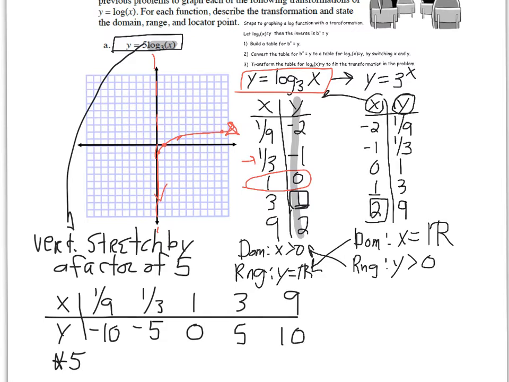And now I'm going to graph this, starting with my locator point, and then I have 3, 5, so 3 over, and now 5 up, and then 9 over, and 10 up. Going the other direction, x is 1/3, -5.